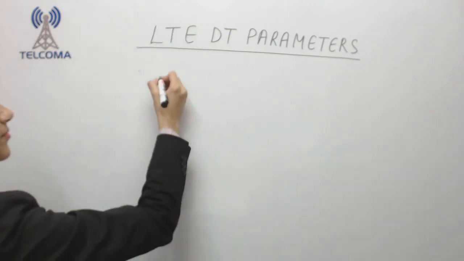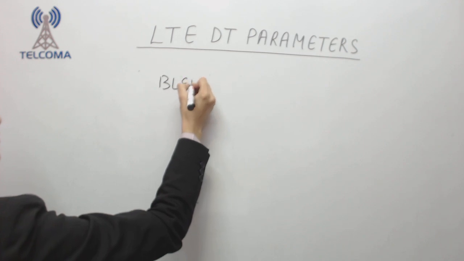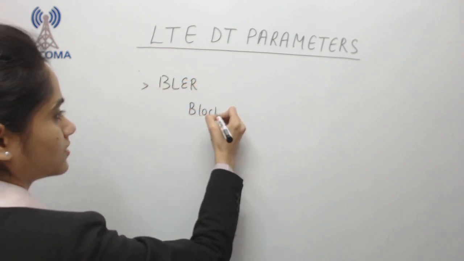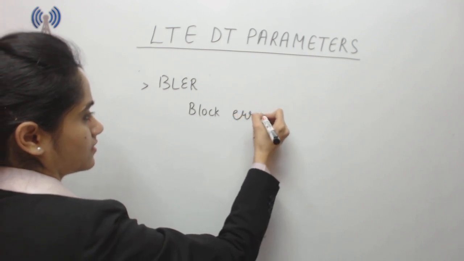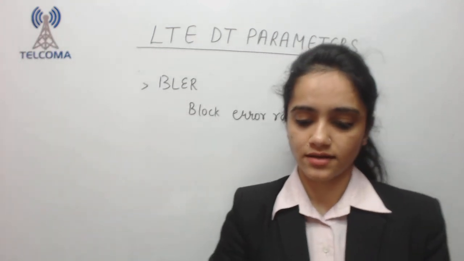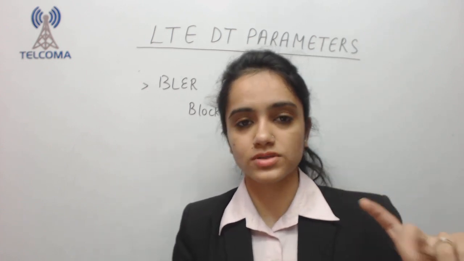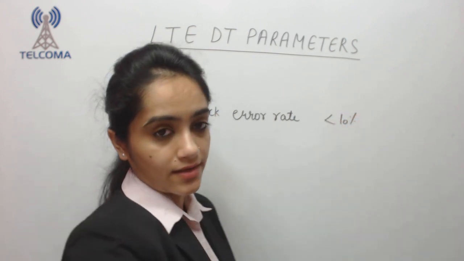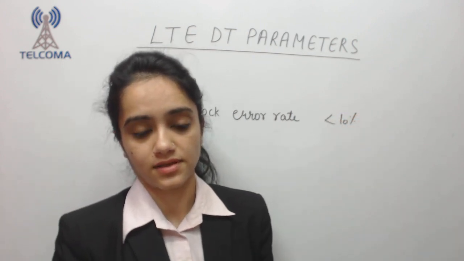Next we have the parameter BLER. BLER stands for block error rate. That means the total number of error blocks out of the total number of blocks. This should be less than 10%. Block error rate should be less than 10%.